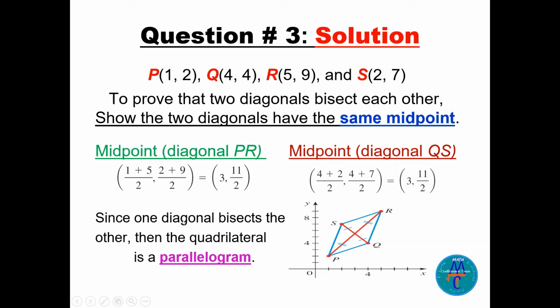Now, since one diagonal bisects the other, then this shape, PSRQ, this quadrilateral, is a parallelogram.